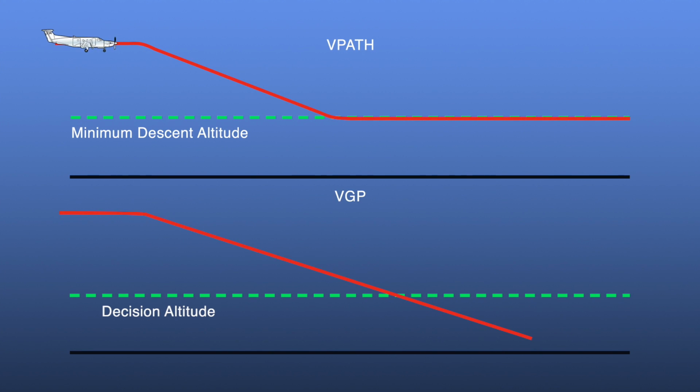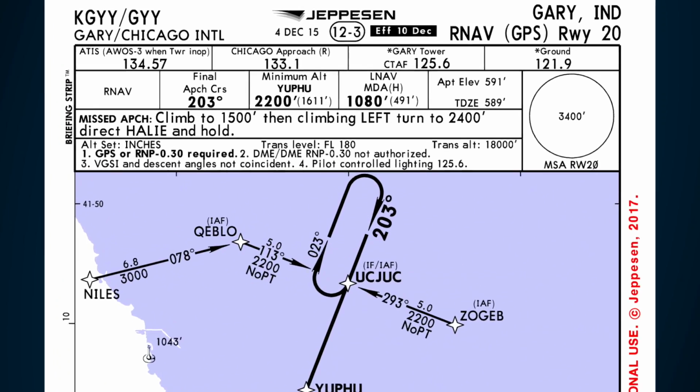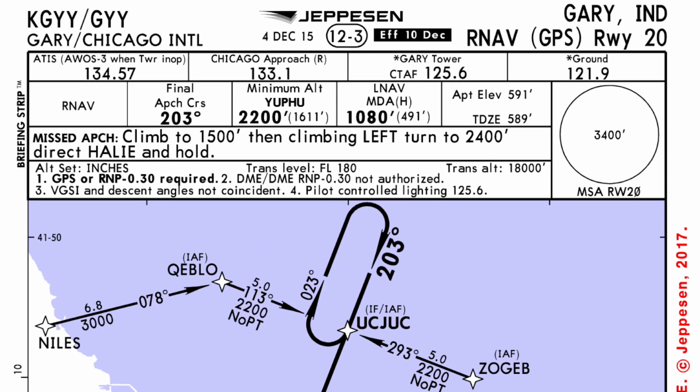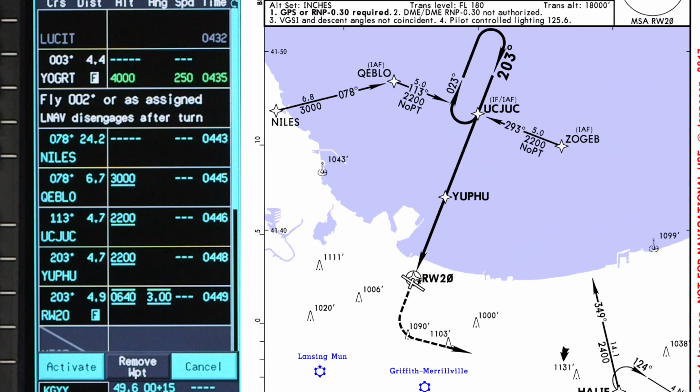For this example, we will be demonstrating VNAV on an RNAV approach to an MDA in the continuation of our flight from Teterboro to Gary, Indiana. ATC has assigned us the RNAV runway 20 approach via the Niles transition. So we'll load the approach. Once the approach is loaded, review and cross-check the waypoints and altitudes in the flight plan with the charted procedure.